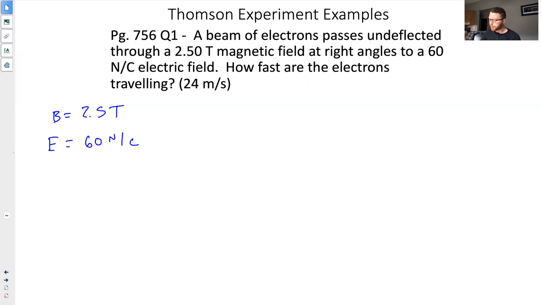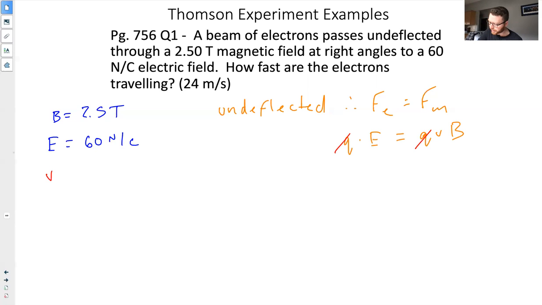Okay, so a beam of electrons is passing undeflected. So if it is undeflected, then the electric force is equal to the magnetic force. Okay, so the electric force on a charge moving through an electric field is Q times E, and the magnetic force is QVB. Okay, we have Q on both sides, and we are asked what is the velocity of the electrons traveling. So let's solve for v.